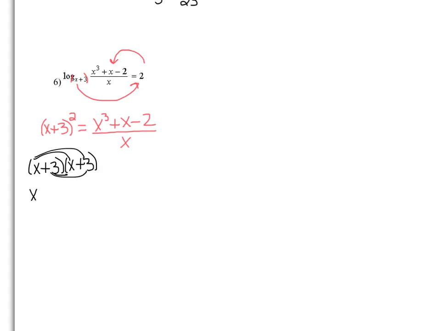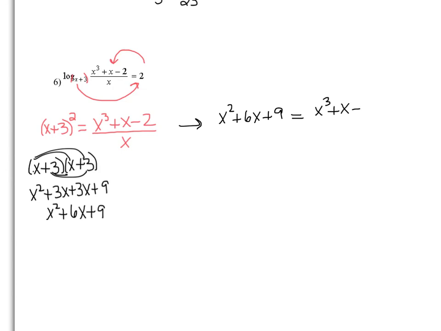X times x gives me x squared. X times 3, 3x, 3x, 9. So you should get x squared plus 6x plus 9. So this is what this part equals. So I'm going to just rewrite the whole thing over here. So x squared plus 6x plus 9 equals x to the third plus x minus 2 all over x.